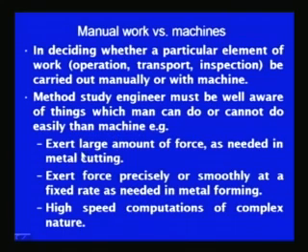For example, if a large amount of force is required for, say, a machining operation, then workers cannot apply that consistently for a long time. If exerting force precisely, smoothly, at a fixed rate is required for a metal forming operation, then that cannot be done manually. If high speed computational work is to be carried out, then that also cannot be done manually. So, it is better to prefer machines over manual work if the nature of the job is such that it cannot be done effectively and easily by the operator manually.